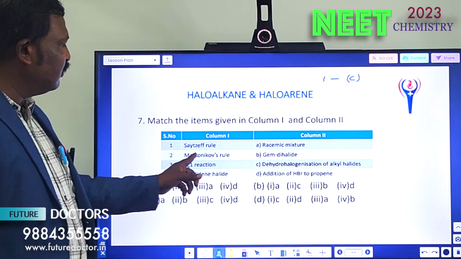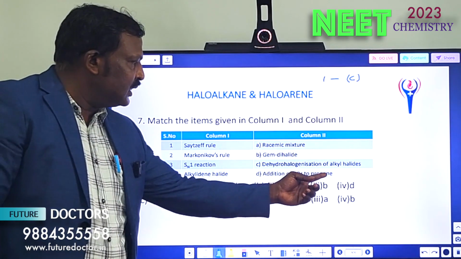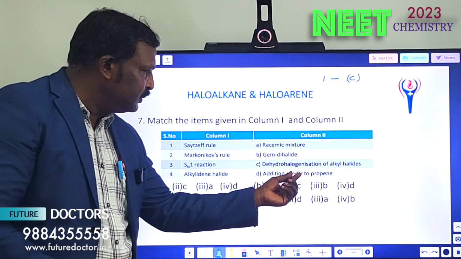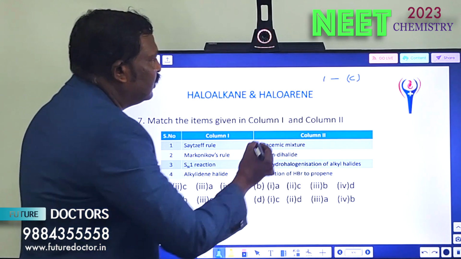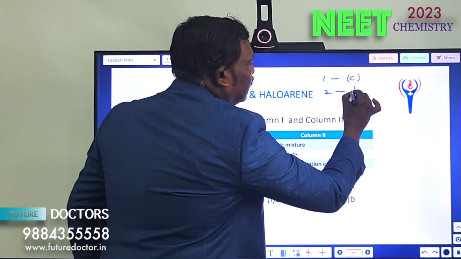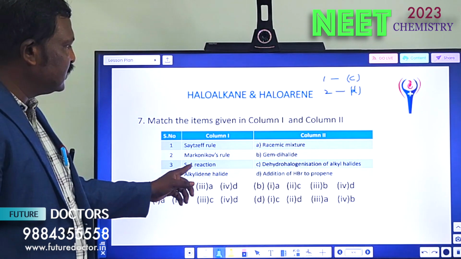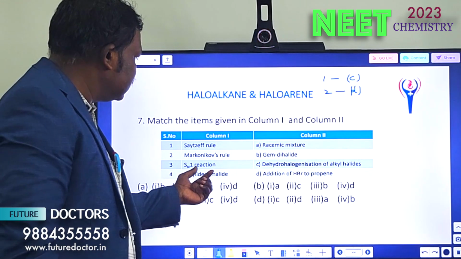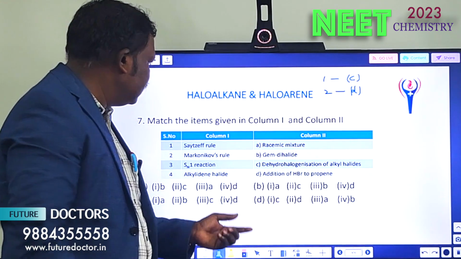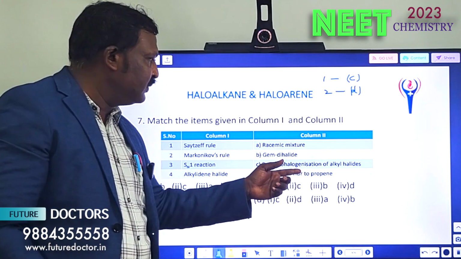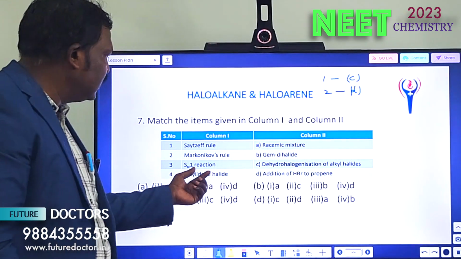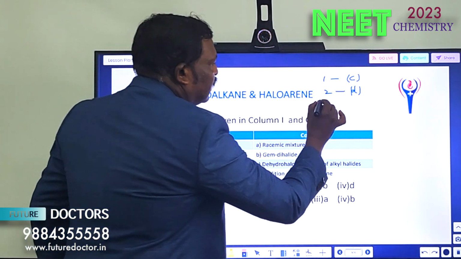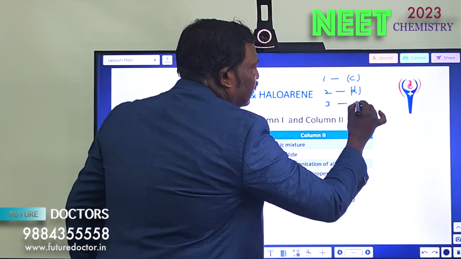Markovnikov rule means one alkene is added to HBr. Whenever alkene is added to HBr, that's called Markovnikov rule. So 2D. Understood? Then SN1 reaction. SN2 reaction is called inversion of configuration. But SN1 is called retention of configuration, or we can say racemic mixture. In SN1 we get the product as a racemic mixture. So third one is A. Understood?